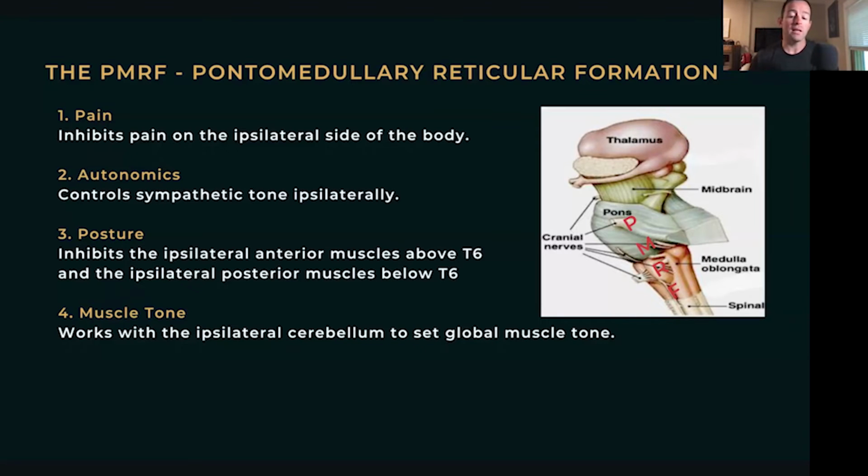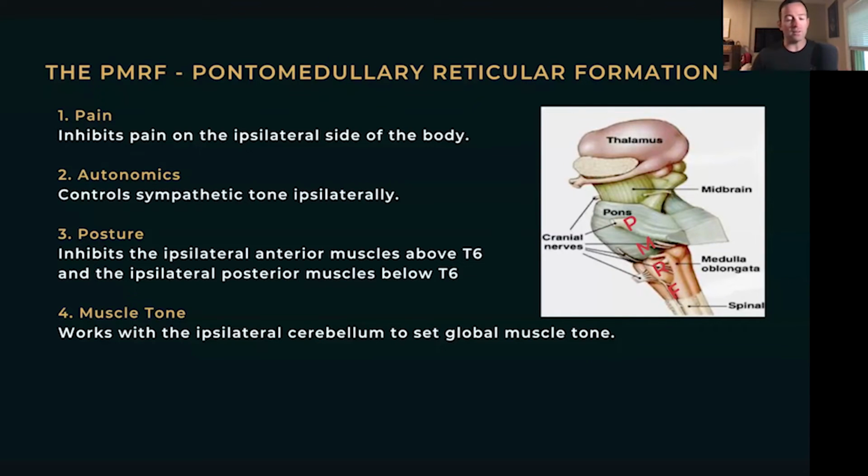The pattern that stands out in the lower body when there's a PMRF issue is the leg will actually become outwardly rotated. So you'll often see a person's foot rotated out. That's because the PMRF's not doing its job properly and inhibiting the posterior muscles below T6. For example, you might have hip rotators and the glutes involved in creating that outward rotation because that muscle tone is not being balanced properly.